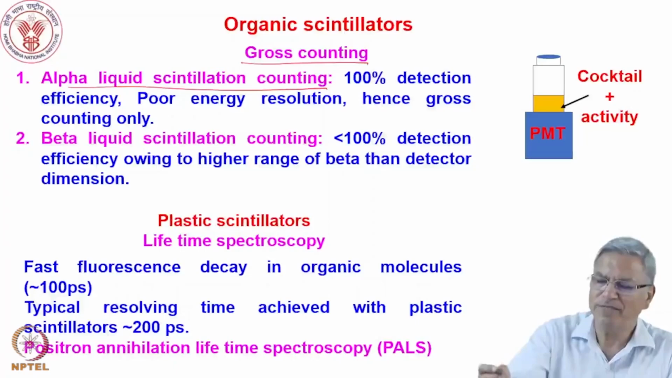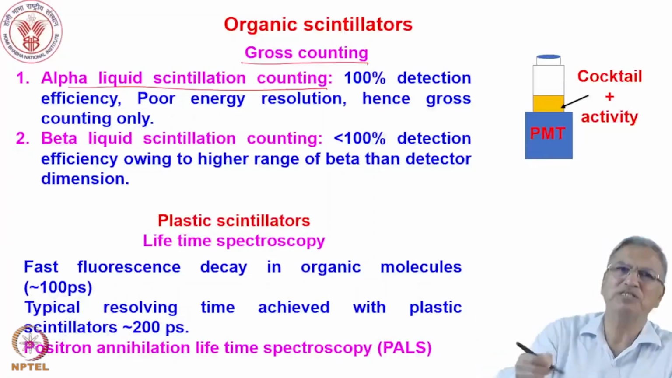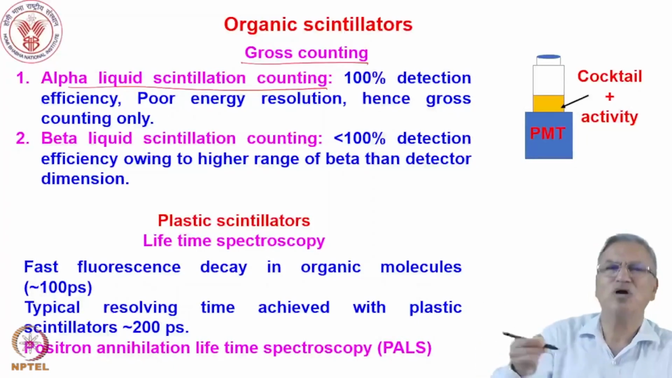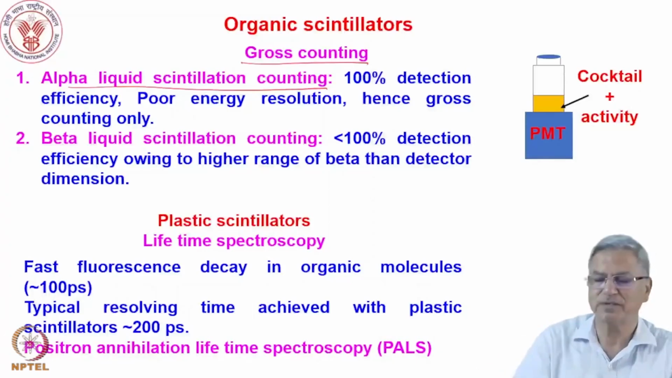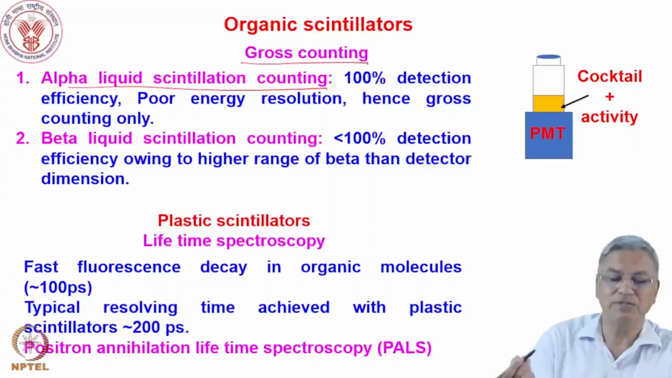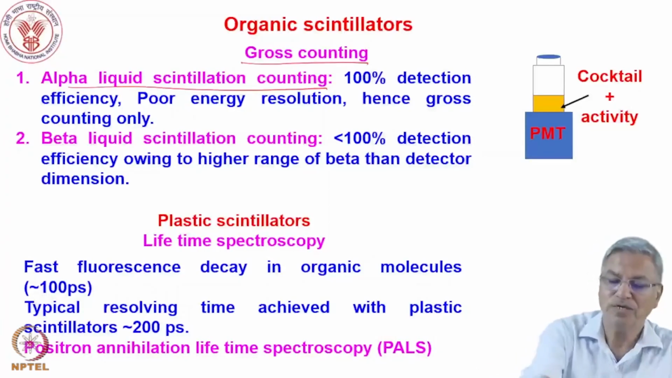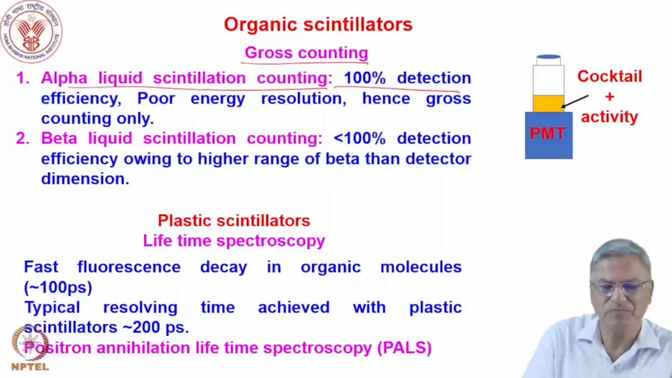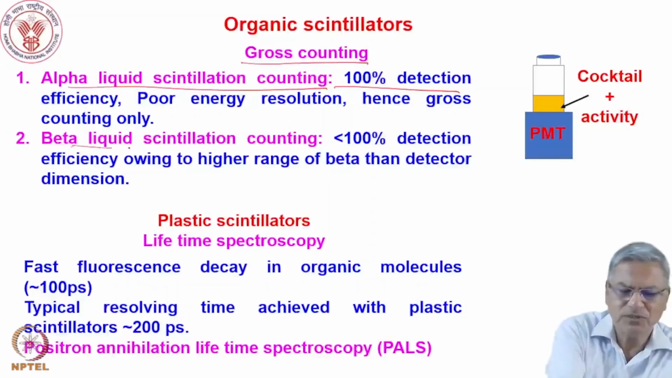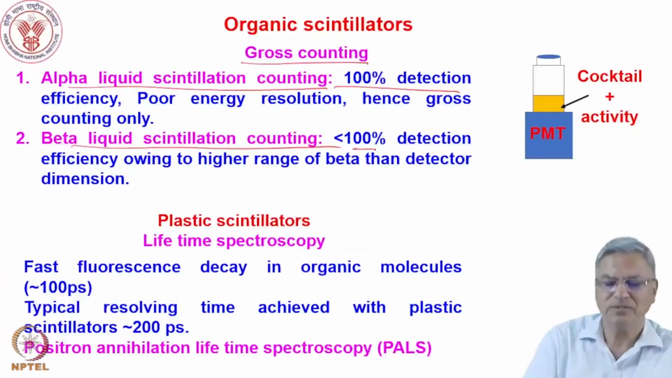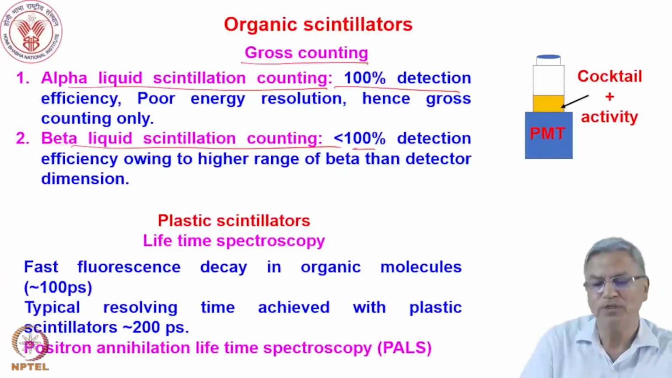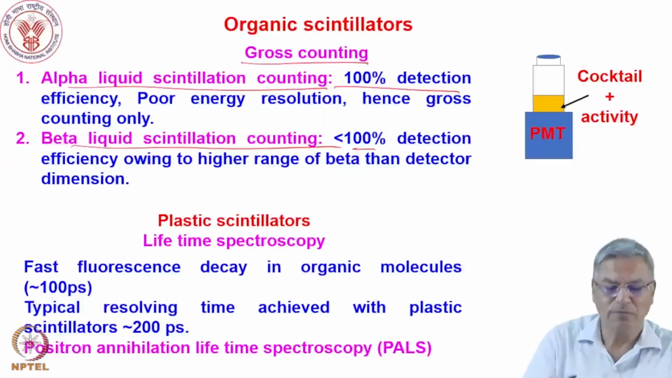So here the advantage is that the sample is dissolved in the detector material. Every time you want to count a new sample, you take a new detector solution. So the efficiency is 100%, because all radiations are being stopped in the detector material. For beta counting, efficiency is close to 100%, but since the range of beta is more, some part of beta may get lost. But mostly, these scintillation counters are used for alpha beta counting.